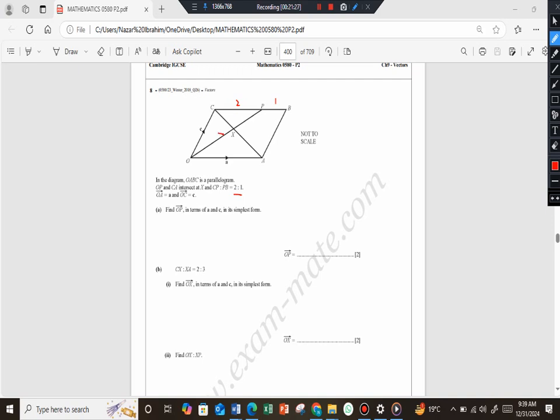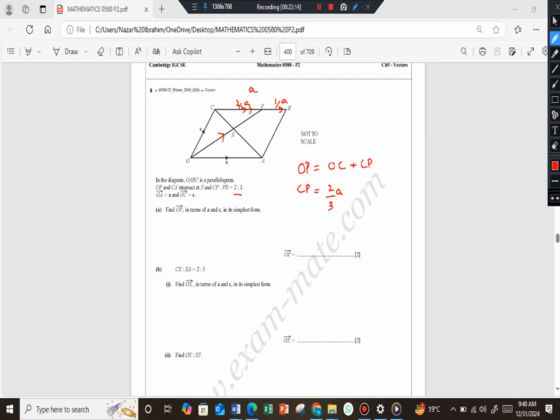Now to find OP, OP is equal to OC plus CP. We are not aware of CP, so to calculate CP we first need CB. CB is parallel to OA, and OA is equal to A, so CB is equal to A as well. CP is a part of CB, so CP is equal to 2 upon 3 of A, that is 2 upon 3A. Definitely PB will be equal to 1 upon 3A.